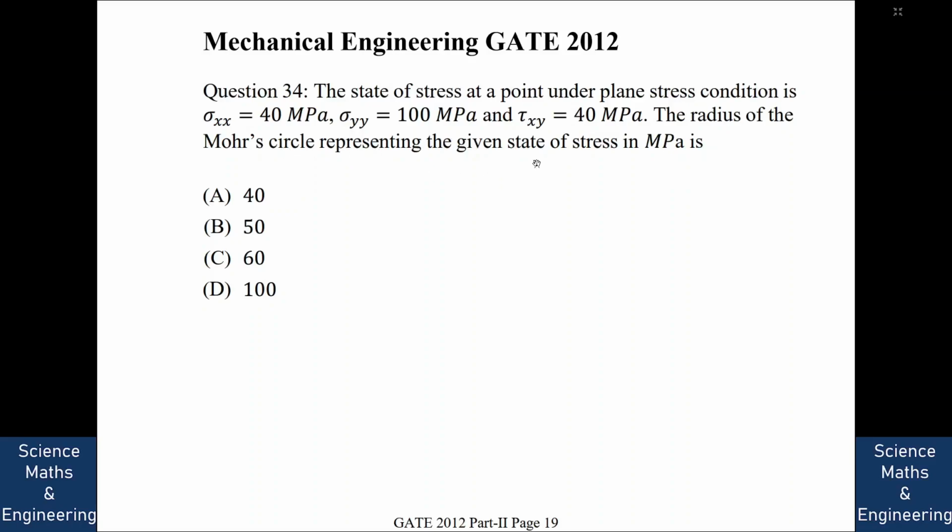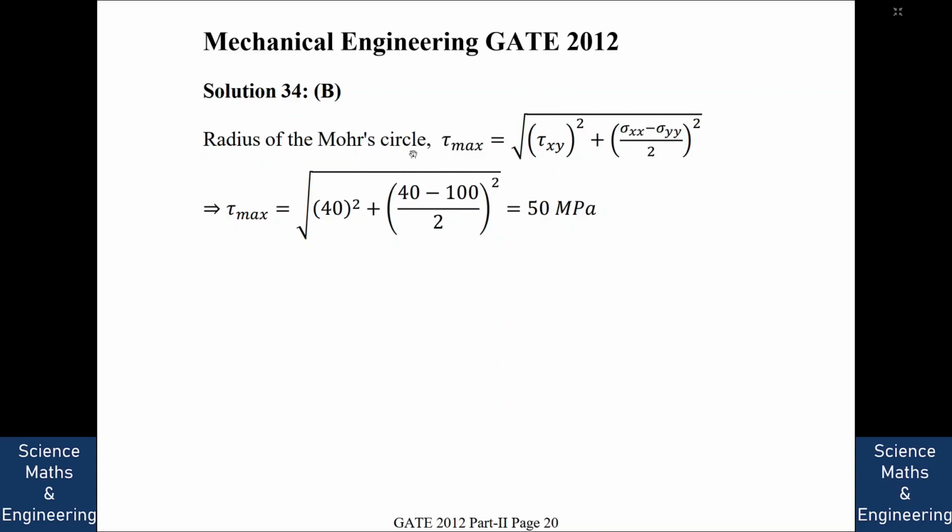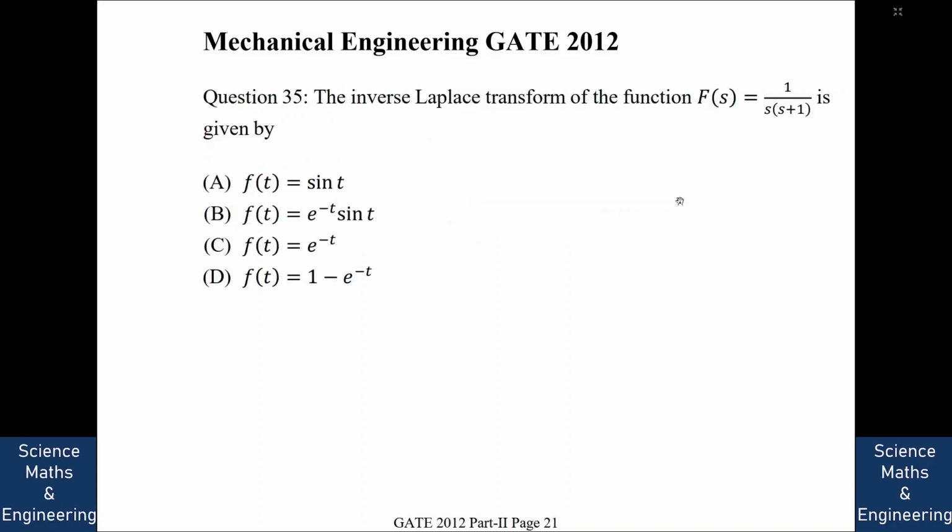Now the formula for that is, the radius of the Mohr circle is also the maximum shear stress tau max. So tau max is equal to root over tau xy whole square plus sigma xx minus sigma yy by 2 whole square. So we get tau max is equal to 40 square plus, 40 minus 100 is 60, by 2 is 30, so 30 square. So root over 40 square plus 30 square, which is equal to 50 megapascal. So we'll go to the next question.